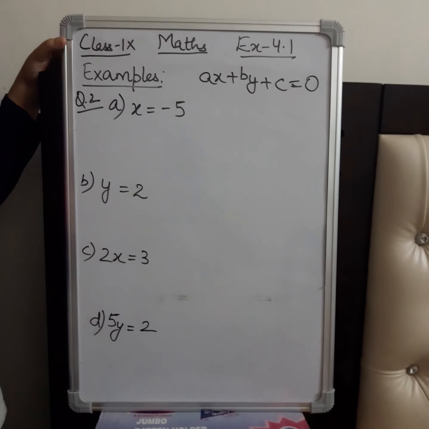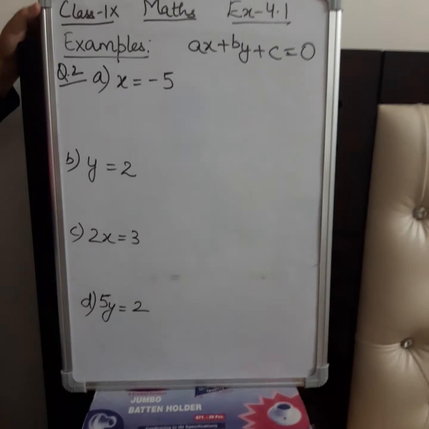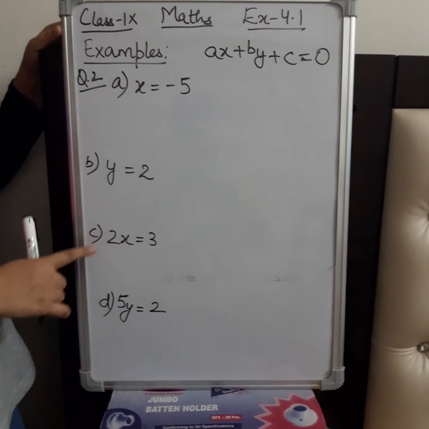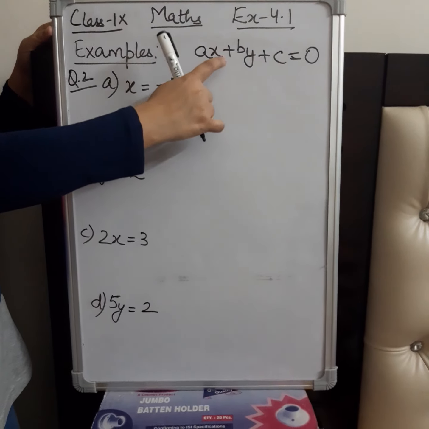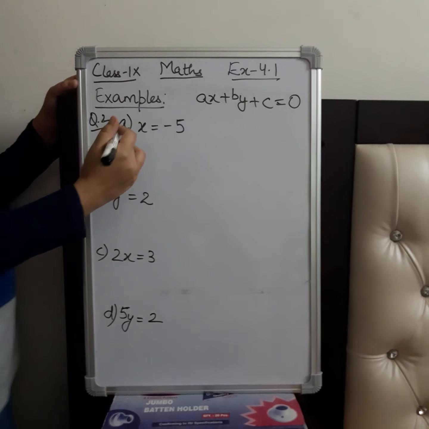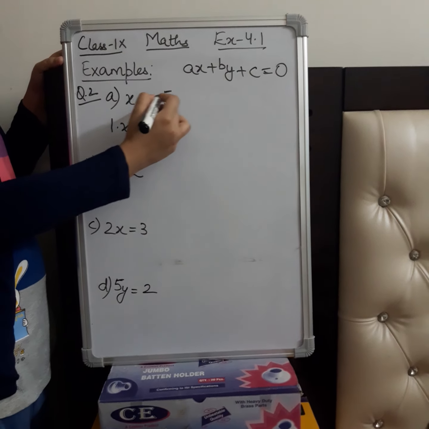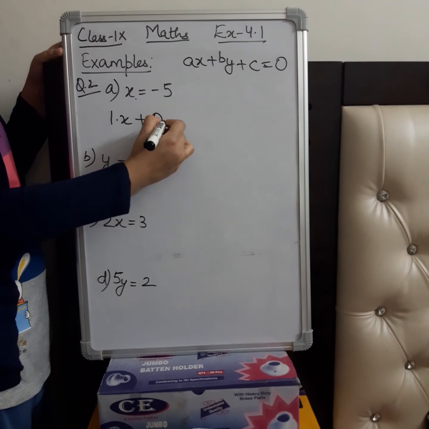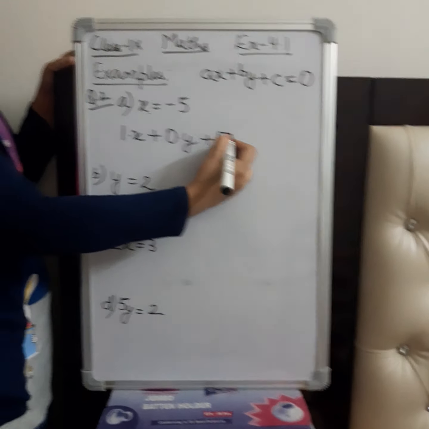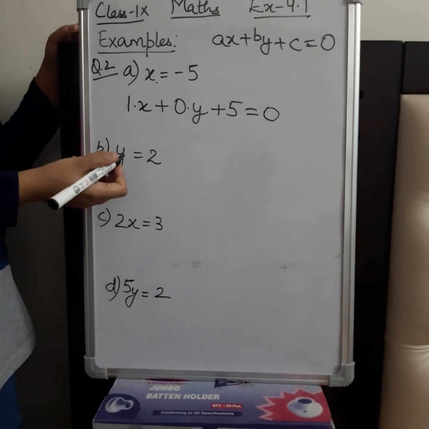Now the next question is, write each of the following as an equation in two variables. You can see in all the parts only one variable is there. Here only x is there, there only y. So we have to write it in this form. Whichever variable is not there, suppose here, we can write 1 into x, and y is not there, so we write 0 into y. And c we bring to this side, so it becomes plus 5 equal to 0. So we have to convert all these equations in this form.